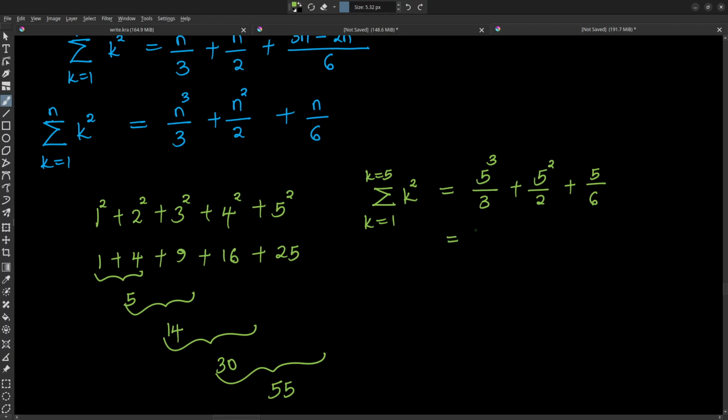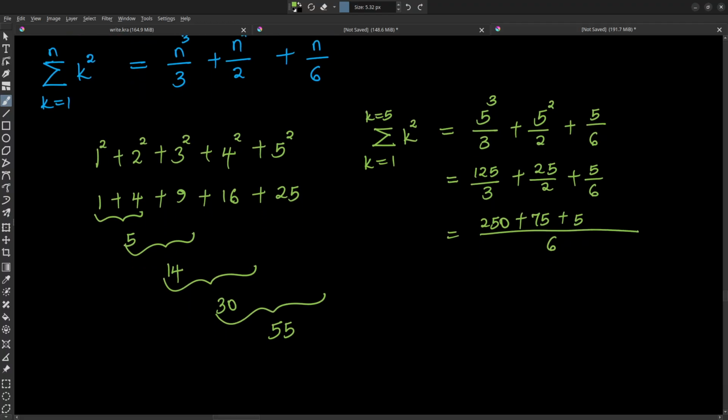So 5 cubed is 125 over 3 plus 5 squared, that's going to be 25 over 2 plus 5 over 6. Then what is the LCM of 3, 2, and 6? That is 6. 6 divided by 3 is 2. 2 times 125, that's going to give us 250. Plus 6 divided by 2, that's 3. 3 times 25, that is going to give us 75. And then plus 6 divided by 6 is 1. 1 times 5, that is just 5.